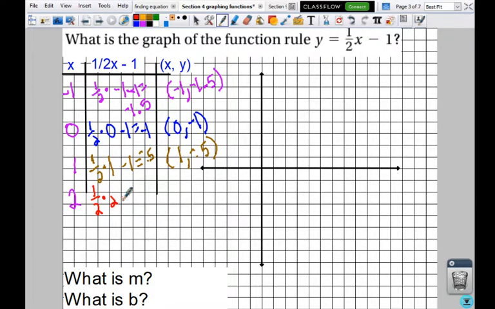Alright, we're going to plug in 2. I got minus 1. Plug it into Desmos. This time plug it into number 2. Plug in 2, and I get 0. Now I can graph them all.